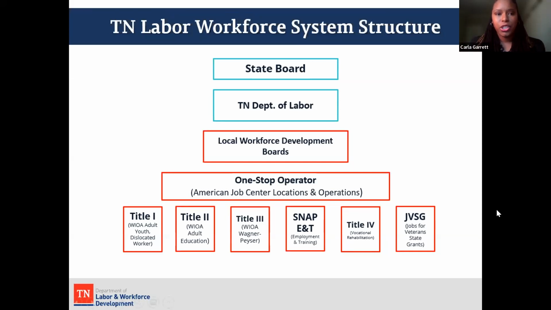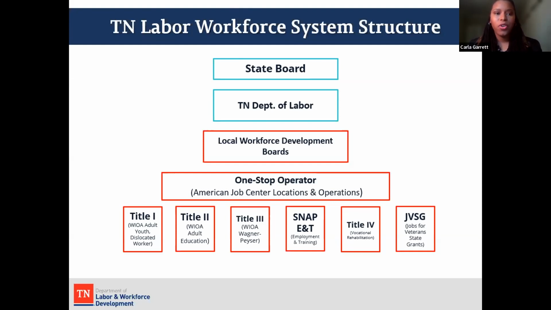So here you can see the structure of how we deliver these programs in Tennessee. Specific to WIOA, we are governed by the State Workforce Board. Department of Labor then works with our local workforce development boards to oversee our brick and mortar American Job Centers. In these job centers, we have the WIOA workforce programs: Title I, Title II, which is our adult education, Title III, our Wagner-Peyser. You see SNAP E&T is located in our American Job Centers, along with Title IV, Vocational Rehabilitation, and JVSG, which are Jobs for Veterans State Grants. Because the Department of Labor also oversees these other federal workforce programs, it fits seamlessly to include SNAP E&T there.